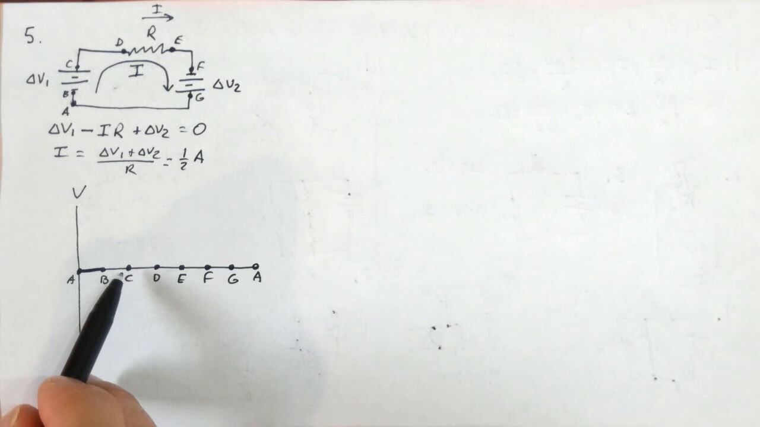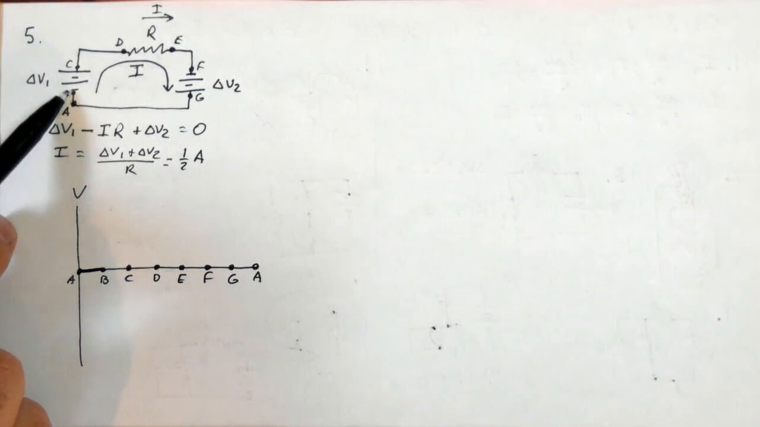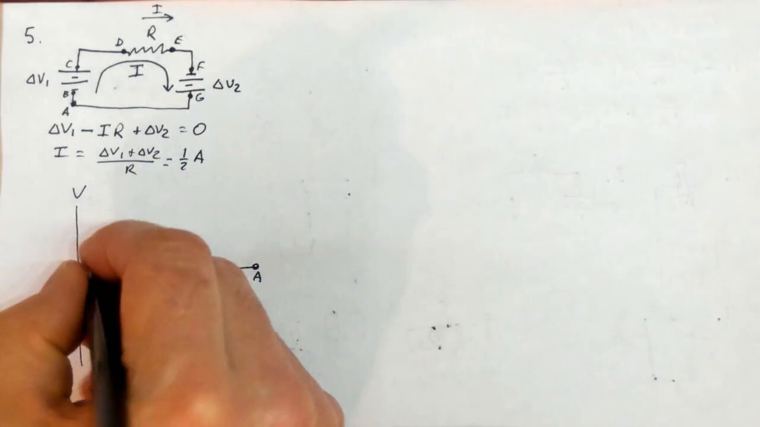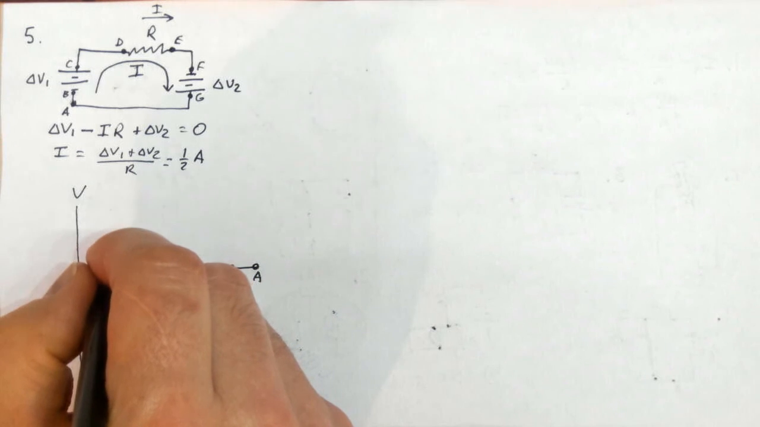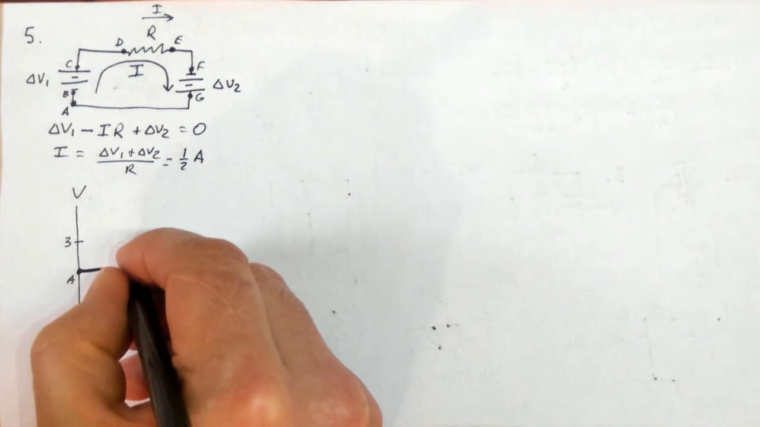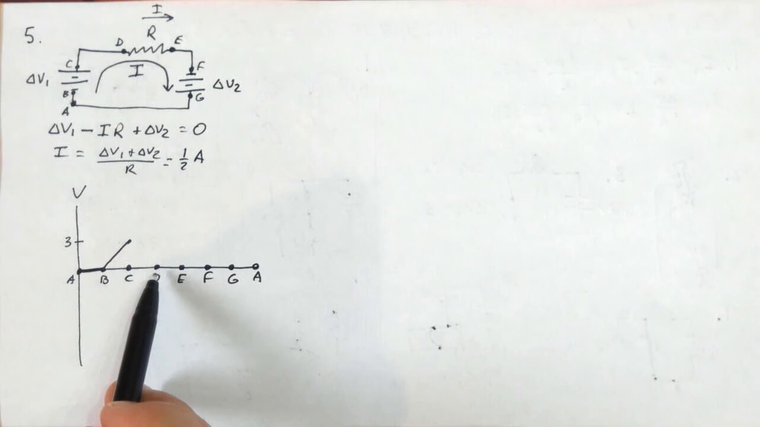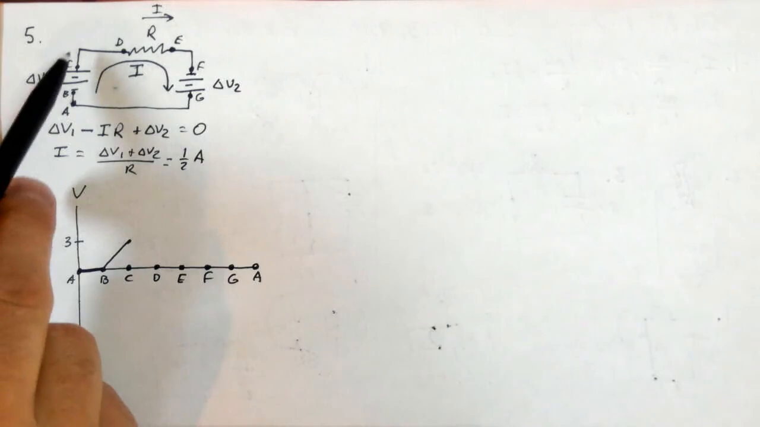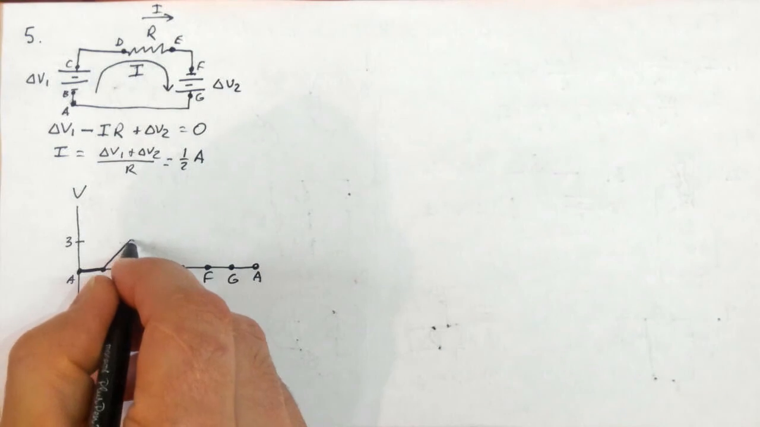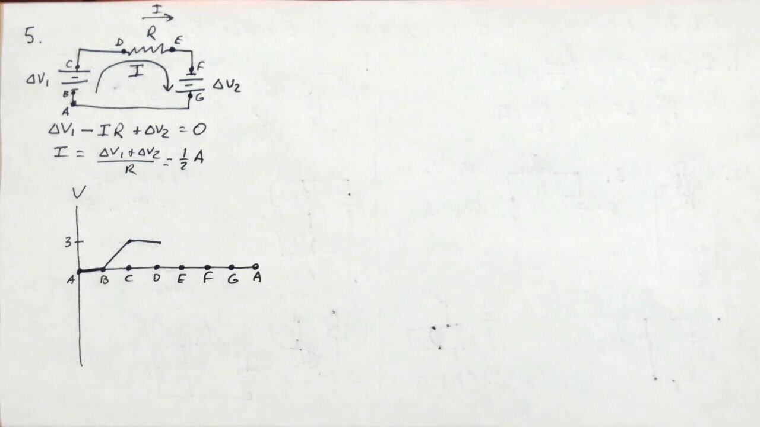Now going from B to C, do I gain potential, lose potential, or stay the same? I go from the negative side to the positive side of the battery, so I gain potential, and that battery is a 3-volt battery, so I'm going to put a mark here at 3. So I gain 3 volts. And now from C to D, do I add potential, lose potential, or does it stay the same? It's a bare conductor, just a wire, so it stays the same. And then from D to E, do I add potential, lose potential, or does it stay the same?